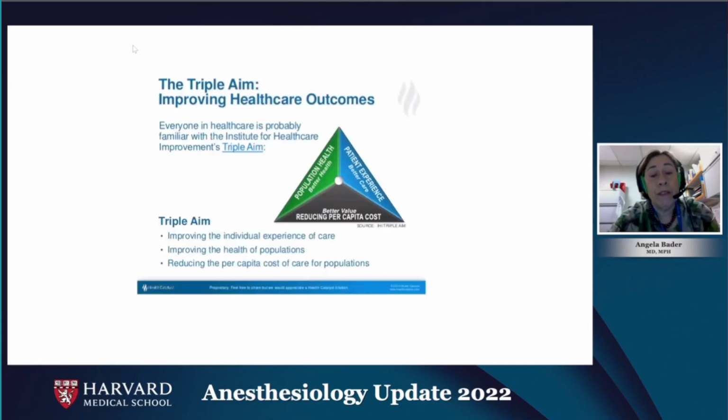First of all, what is value? This slide is from 2014 and defines the triple aim, which is how do we improve healthcare outcomes. The triple aim includes improving the individual experience of care, improving the health of populations, and reducing the per capita cost of care for populations. So you can see, regardless of whether it's medical or surgical care, we need to think about not just the individual experience, but the overall health of the population in terms of surgical or medical care.